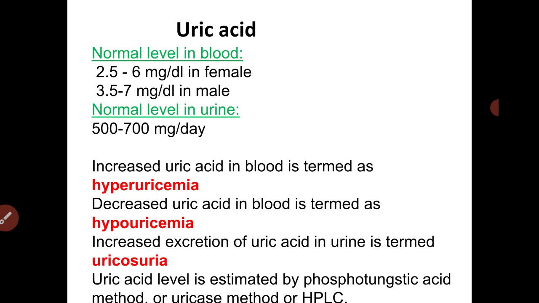The normal level of uric acid in blood is 2.5 to 6 milligrams per deciliter in female, and in male it is 3.5 to 7 milligrams per deciliter, and the normal level of uric acid excreted in urine is 500 to 700 milligrams per day. The increased level of uric acid in blood is known as hyperuricemia, whereas decreased levels of uric acid in blood is termed as hypouricemia. When the excretion of uric acid in urine is increased, it is termed as uricosuria. Uric acid in the blood and urine is estimated by phosphotungstic acid method or uricase method or HPLC.